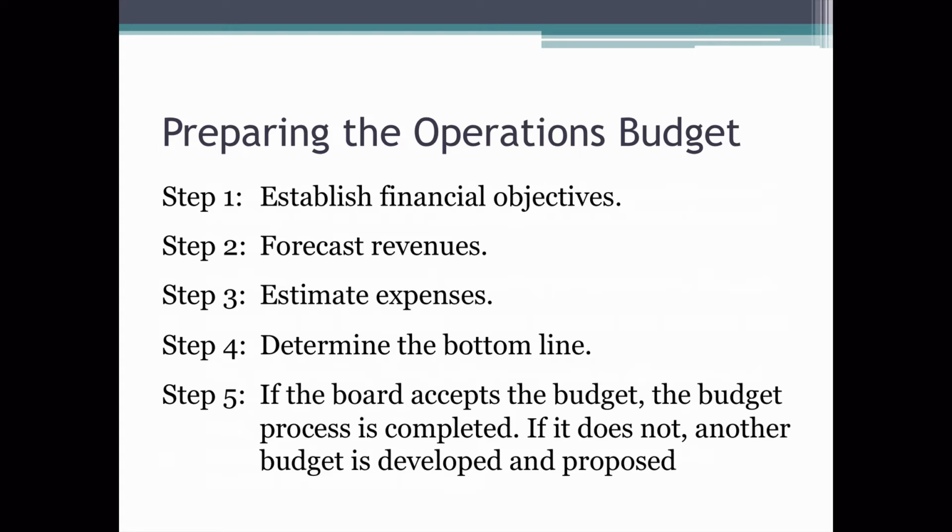So we need to figure out how to prepare an operations budget, and we're going to look at both budgets for hotels and restaurants, and there are some differences, and there are a lot of similarities as well. So first we need to establish our financial objectives, and those hopefully are in a net income way. So we need to determine if we're going to make money or lose money, or if we're going to break even. And then we're going to forecast revenues and estimate expenses. And then we're going to determine the bottom line. And if the budget is approved, we're done. And if not, then we're going to have to do another one.